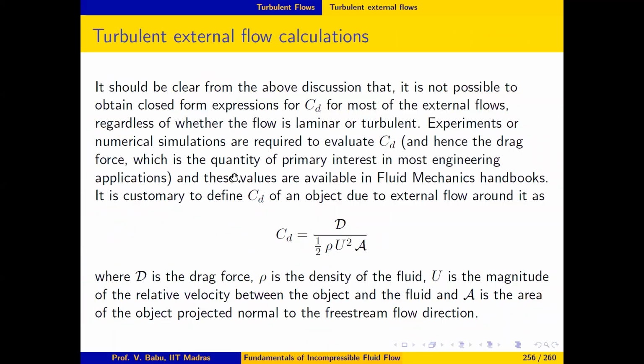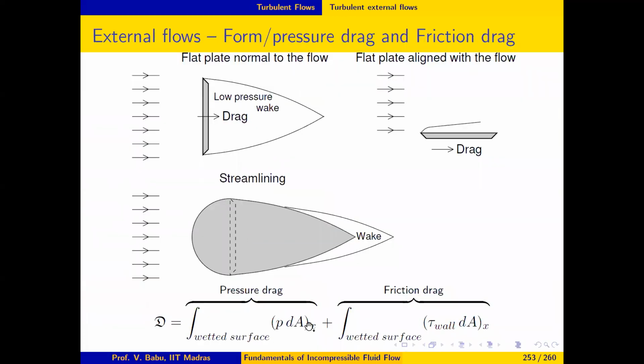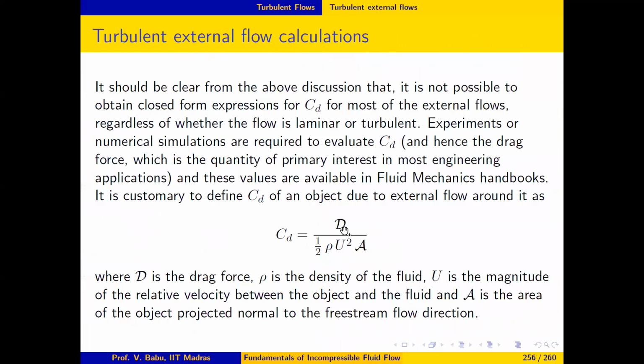So it is probably clear from our discussion so far that in the case of external flows, whether it is laminar or turbulent, and there is contribution to the drag from pressure as well as skin friction, it is not possible to develop closed form expressions for calculating CF or CD in this case. So the CD values have to be determined based on experiments or accurate numerical simulations. And these are generally reported in fluid mechanics handbooks for many different geometries.